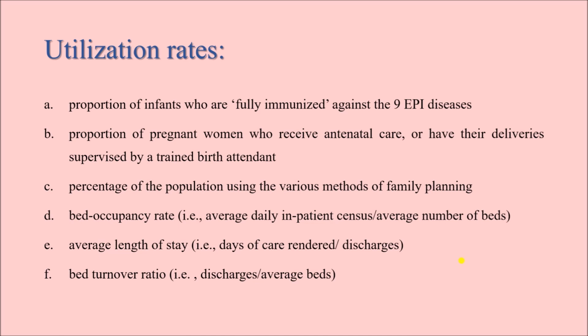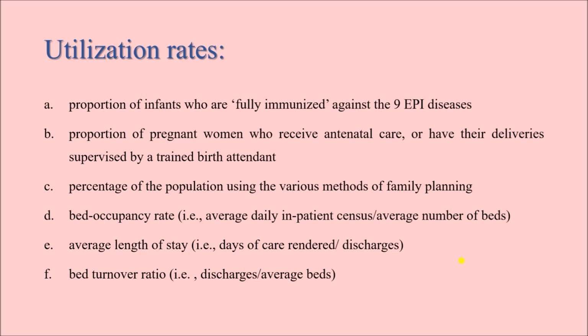Proportion of pregnant women who receive antenatal care or have their delivery supervised by a trained birth attendant. So out of all the deliveries, how many of them have been conducted or at least supervised by a trained birth attendant? That can be a doctor, a nurse, whatever. A percentage of population using the various methods of family planning. So we know that different family planning methods are available, and they are also available free of cost from the different government health centers. Now, what proportion of the population is using these different methods of family planning? That is another indicator of utilization.